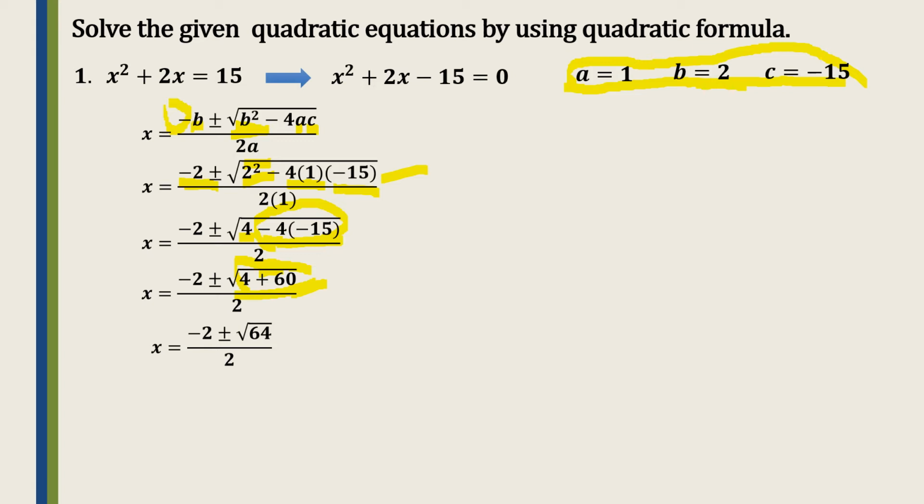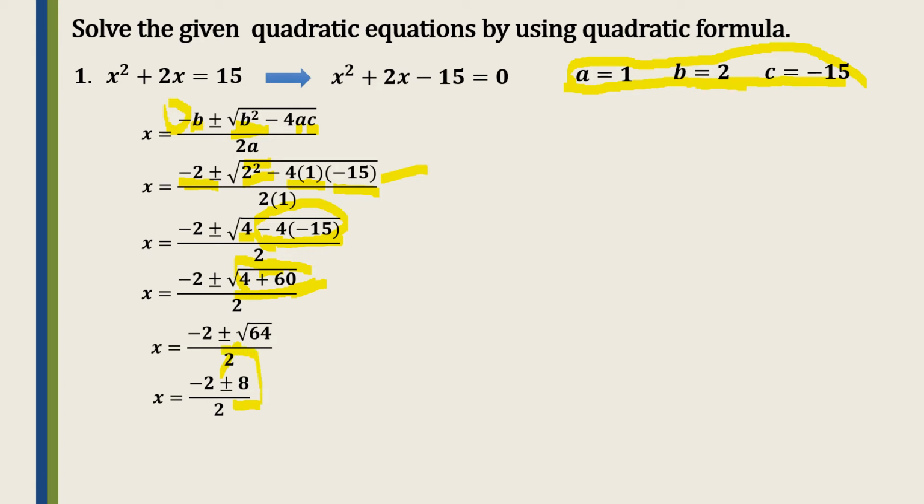I-simplify natin. X equals negative 2 plus or minus the square root of 64 all over 2. We have now x equals negative 2 plus or minus 8 all over 2. Saan galing ang 8? Square root of 64. So, square root of 64 equals 8.